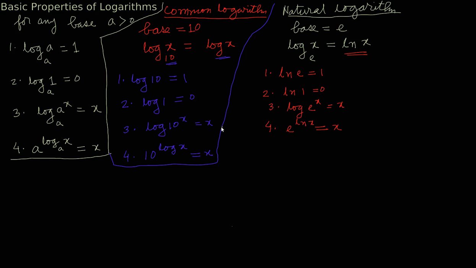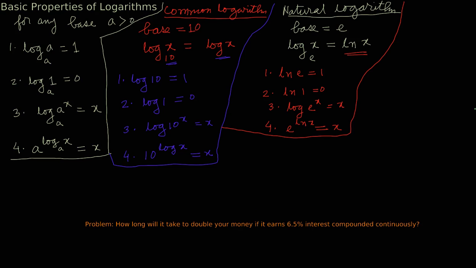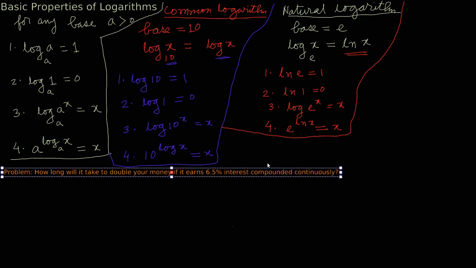Now what I am going to do is solve a problem involving interest and continuous compound interest. So let us look at the problem description. The problem says: how long is it going to take to double your money if it earns 6.5% interest, and that interest is compounded continuously?